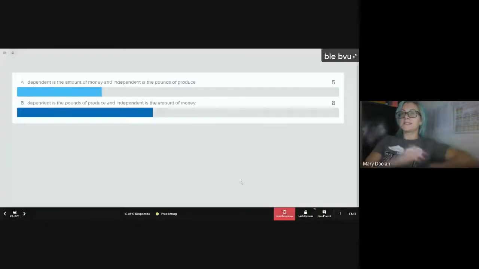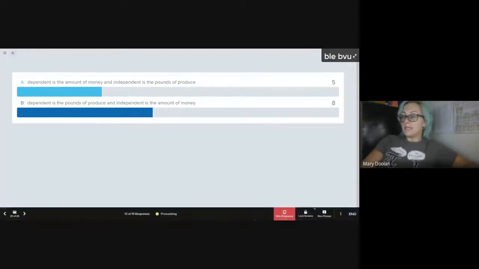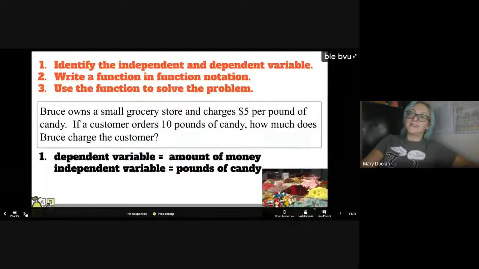So let me show you responses. I changed this on my side, but apparently it didn't go through. Okay, so is the dependent variable the amount of money, and the independent variable the pounds of produce? It meant to say pounds of candy. Or is it B? Dependent is the pounds of candy, not produce, and independent is the amount of money. More of you say it's B. Amount of money is the dependent variable. Pounds of candy is the independent variable. Okay.